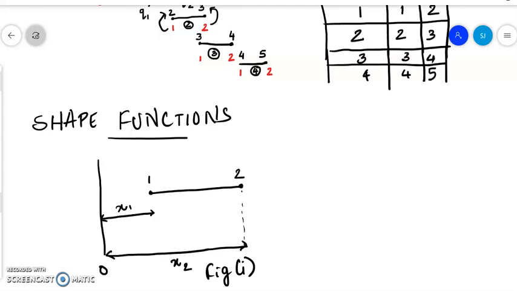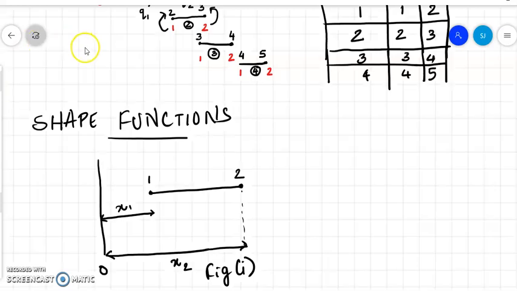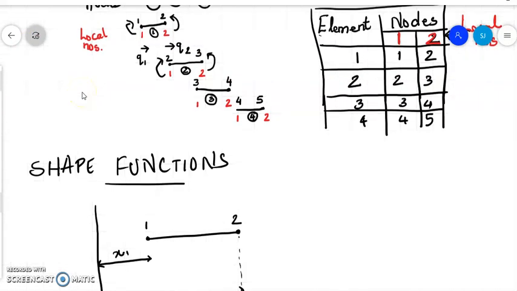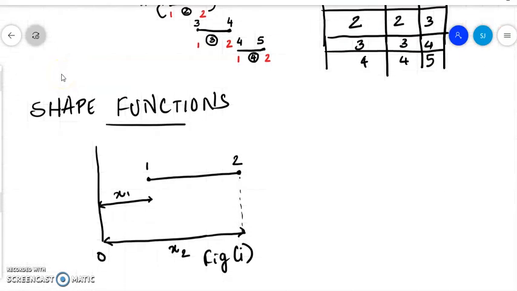Now we know that in finite elements, as you can see in this diagram itself, we are getting the displacement only at the nodes. What if we want to find out the displacement within this element, between points 1 and 2? What should we do in that case? That is when we use shape functions. That is why it's called an interpolating function, which helps us find the solution between the discrete nodes.